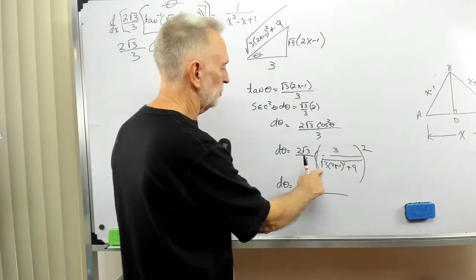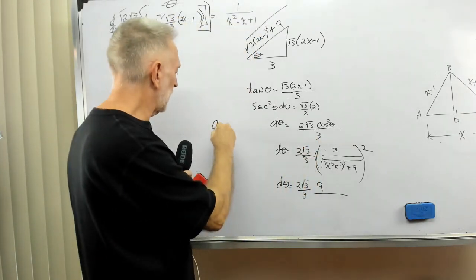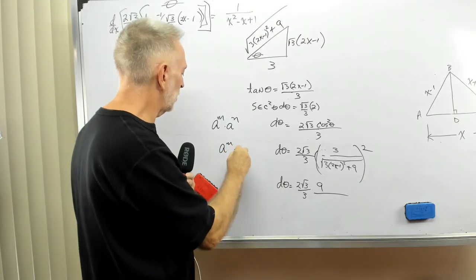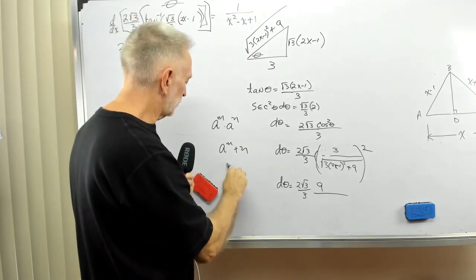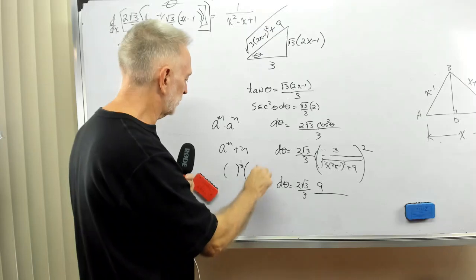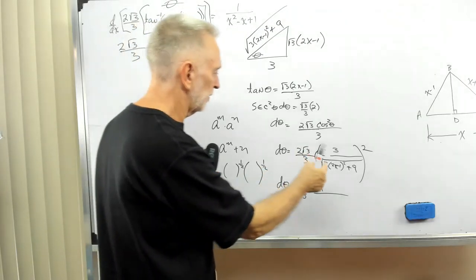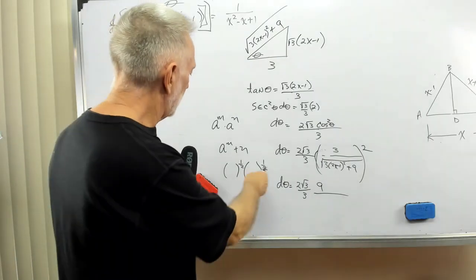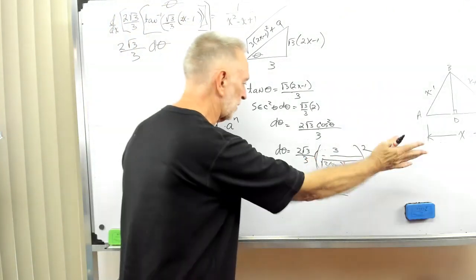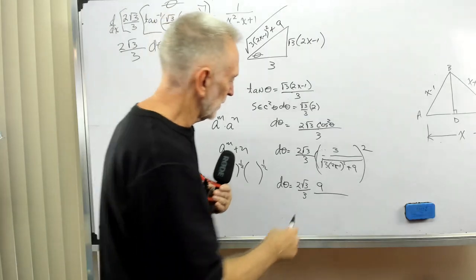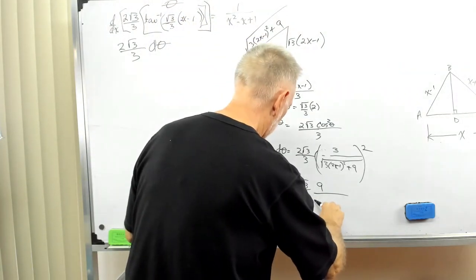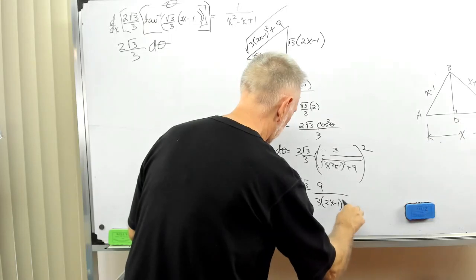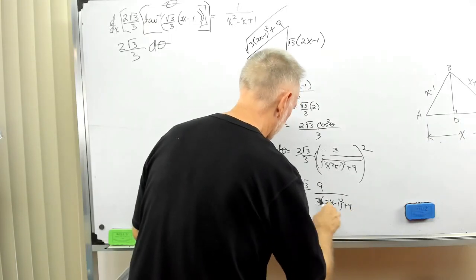This square root, what's our rule? Remember, a to the m times a to the n is a to the m plus n. I have something to the 1/2 times the same something to the 1/2. So the 1/2 plus 1/2 gives me 1, so the radical sign drops away. So I end up with 3 times 2x minus 1 squared plus 9.